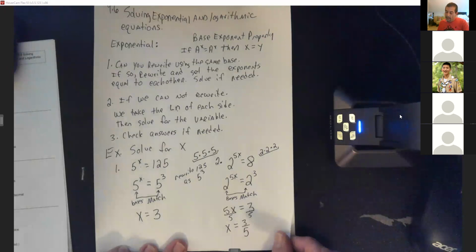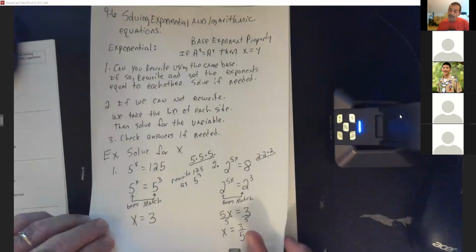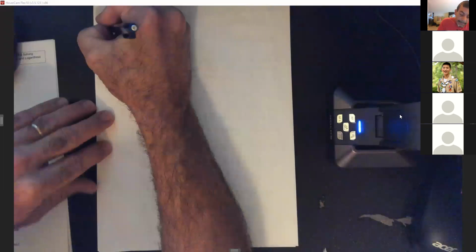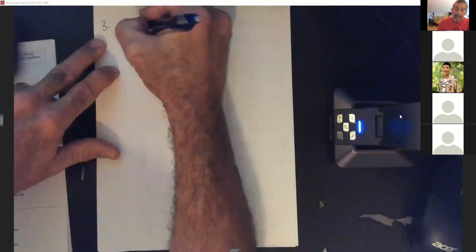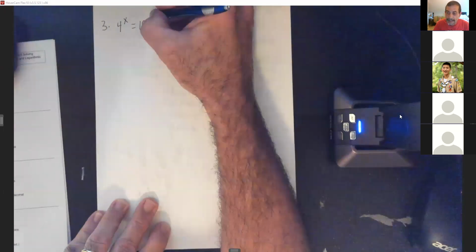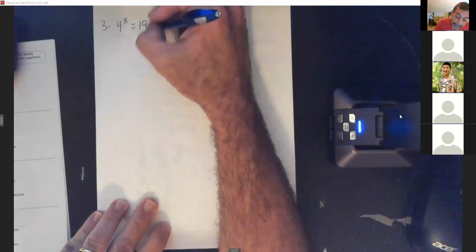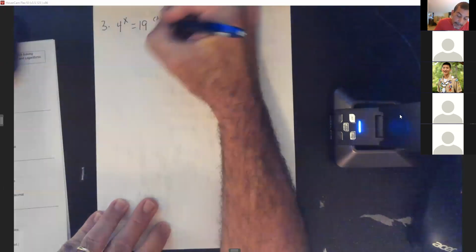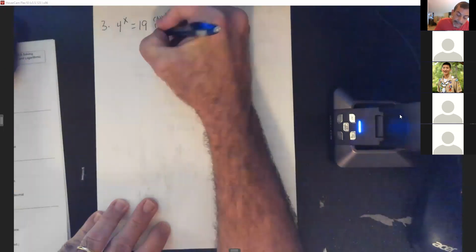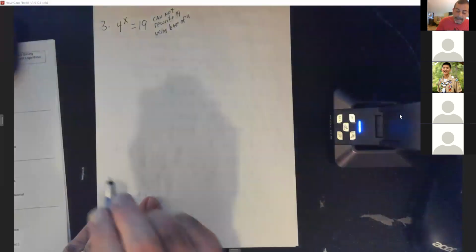So that was just part 1, right? We had numbers we could rewrite using that base, so we were able to. So let's take a look at what happens when you're not able to rewrite it. So that'd be like my number 3 here. 4 to the x equals 19. Well, if I was playing with my 4's, I would have 4 times 4 is 16. And then I would have 16 times 4 would be 64. So there's no way we can rewrite 19 using base of a 4. So it said, if I can't rewrite them, I got to take the ln of both sides. So I'm going to take ln of both sides.